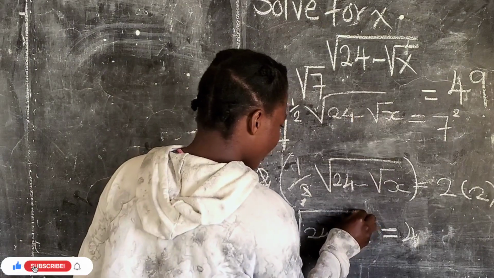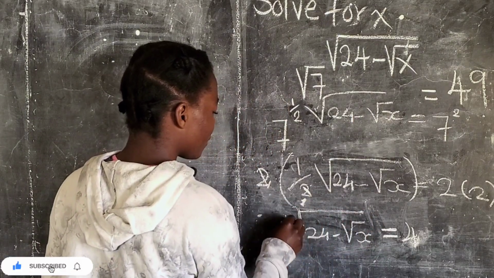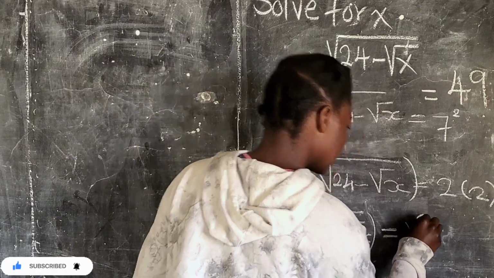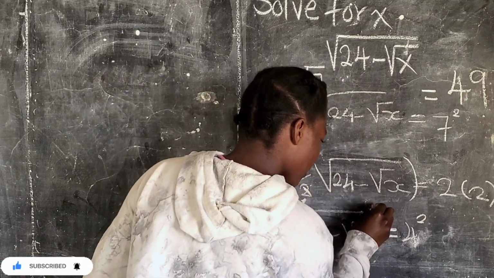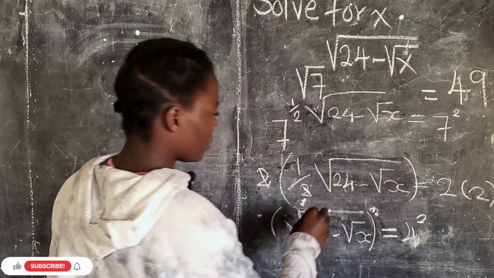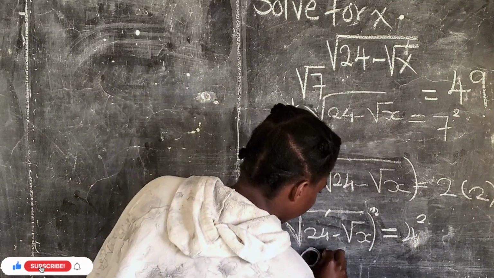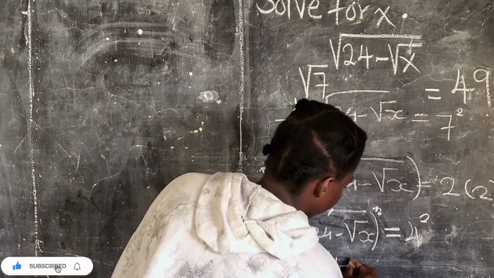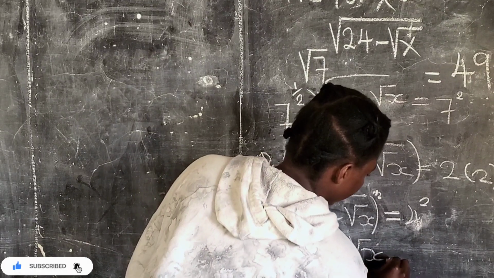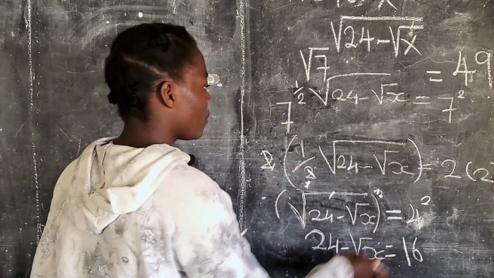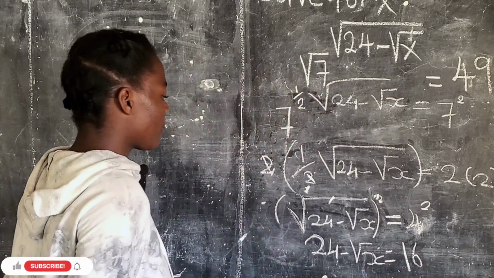At this stage, we're going to get rid of this square root symbol by squaring both sides. This square root and this square cancel. And then we're going to remain with 24 minus x is equal to 16. 4 squared is equal to 16.